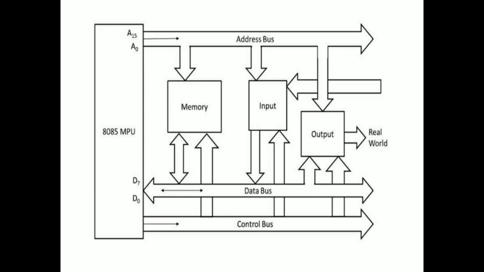When the CPU sends a low RD bar signal, the activated devices understand the CPU wants to read information. When the CPU sends a low WR bar signal, the activated device understands the CPU will perform a write operation.